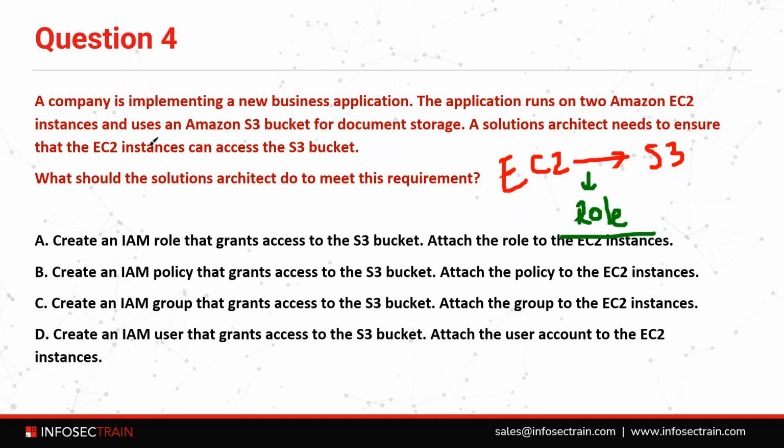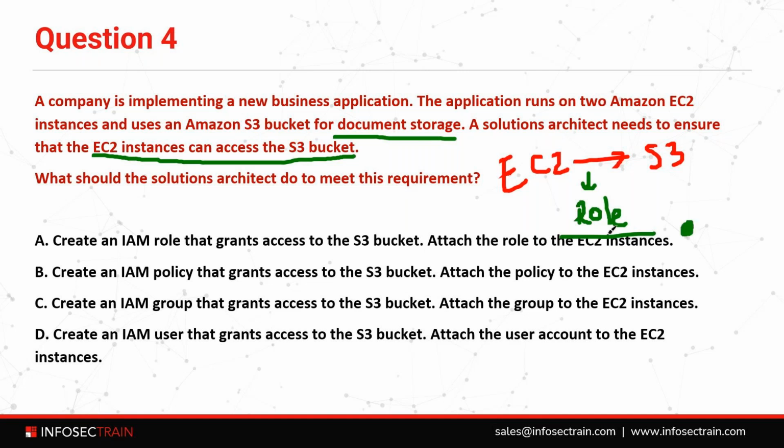The question says that a company is implementing a new business application. The application runs on two Amazon EC2 instances and uses an S3 bucket for document storage. A solutions architect needs to ensure that the EC2 instances can access the respective S3 bucket. What should the solutions architect do to meet the requirement? Option one: create an IAM role that grants access to the S3 bucket, and attach the role to the EC2 instance. Okay, this could be the answer.